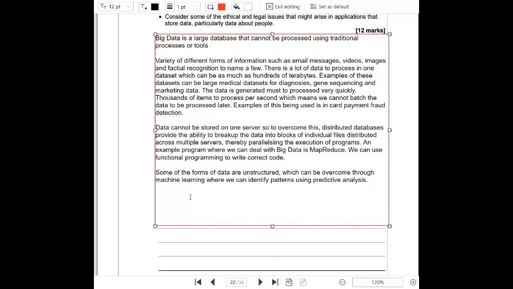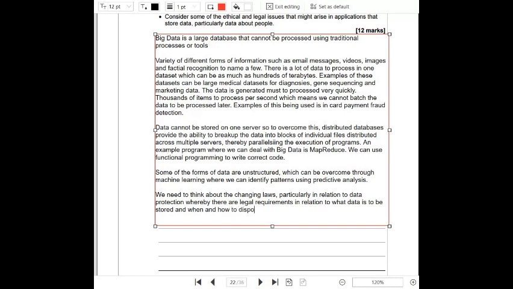Area 3, we would have ethical and legal issues. So we need to think about the changing laws, particularly in relation to data protection, whereby there are legal requirements in relation to what data is to be stored and when and how to dispose of that personal data. So examples of laws are GDPR and the Data Protection Act 2018.